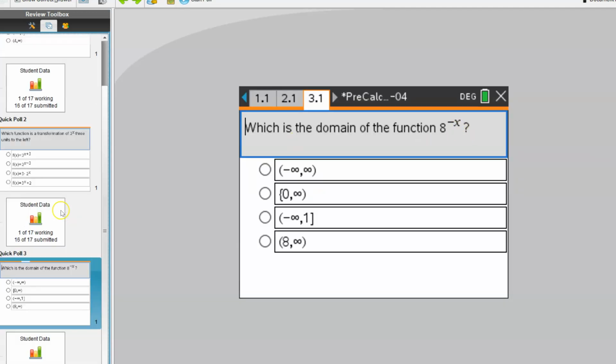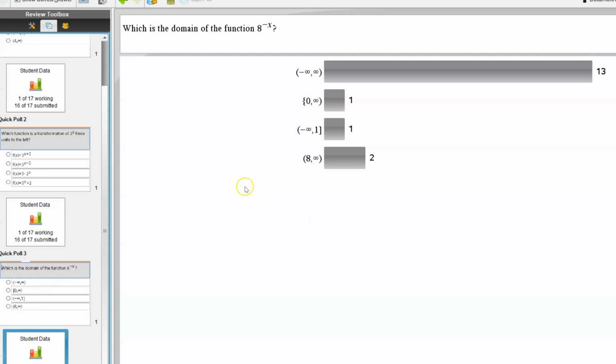8 to the negative x is literally 1/8 to the x power. Is it exponential growth or decay? Decay, because the base is between 0 and 1, right? 8 to the negative x is literally just 1/8 to the x. Doesn't matter. All exponential functions have a domain of all real numbers. Perfect.